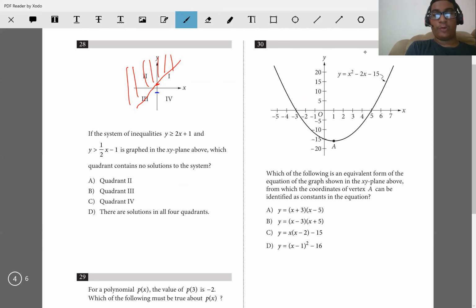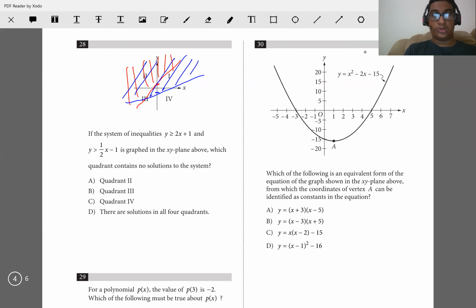And I'm just drawing a rough sketch because that's all you really need, as long as you know. And now here, does 0 work? 0 is greater than -1. Yes, it is. So it's like this. So now what it's asking, now you gotta do the question. In which quadrant is there no solution?